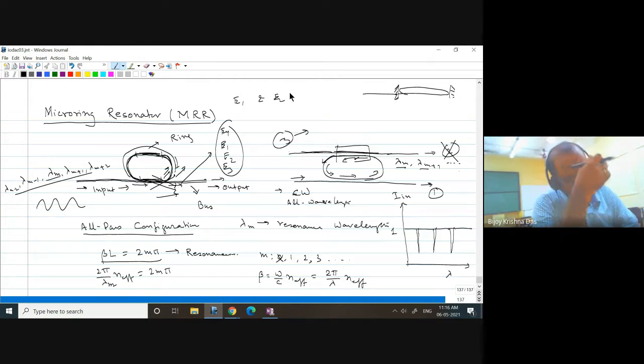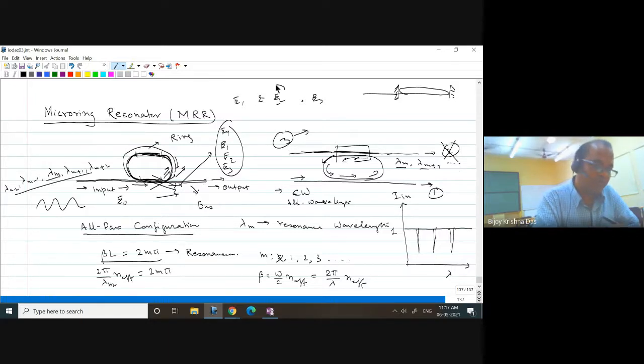E1 is just the first through, whatever I am considering. I am not considering the feedback. First, I have E0, and then at the first instant, that will be E1. And then after one round trip, whatever comes out again, that is E2. Then whatever goes into that one, that particular field comes back again, that is E3. So I'm just considering whatever coupled field, every round trip, whatever is contributing to the output.